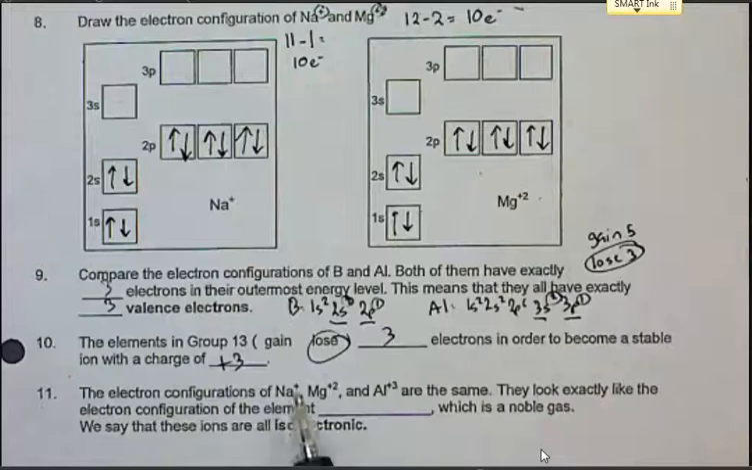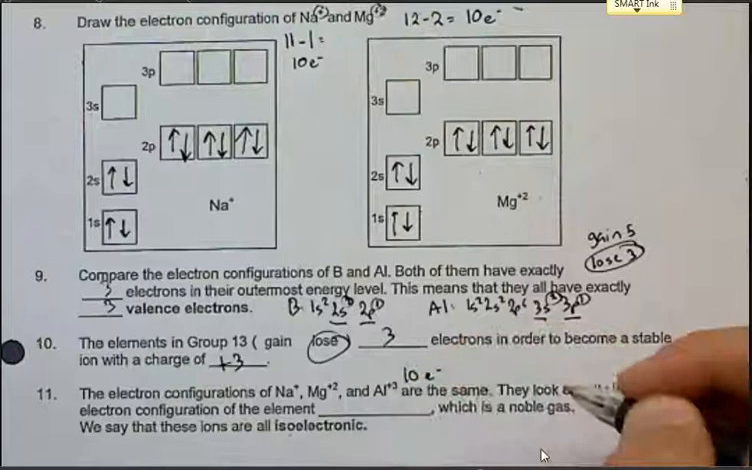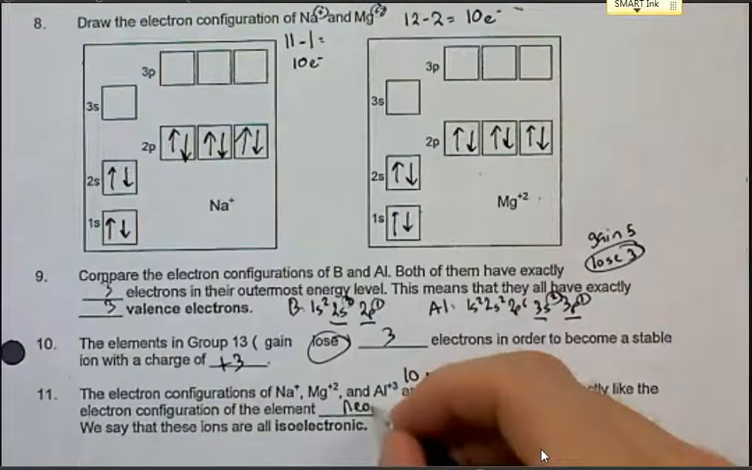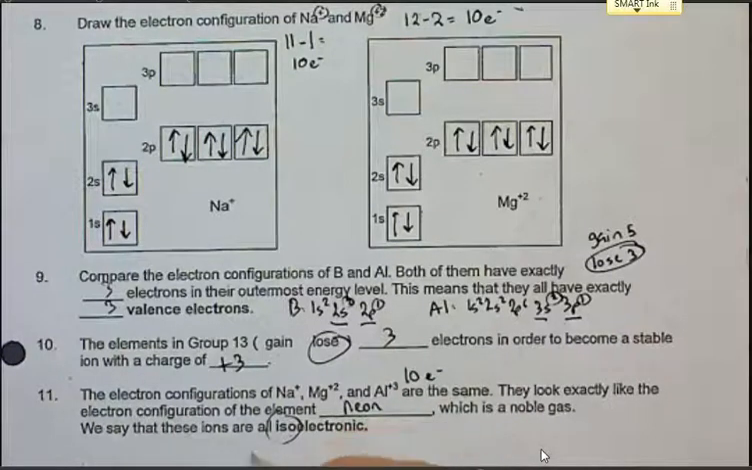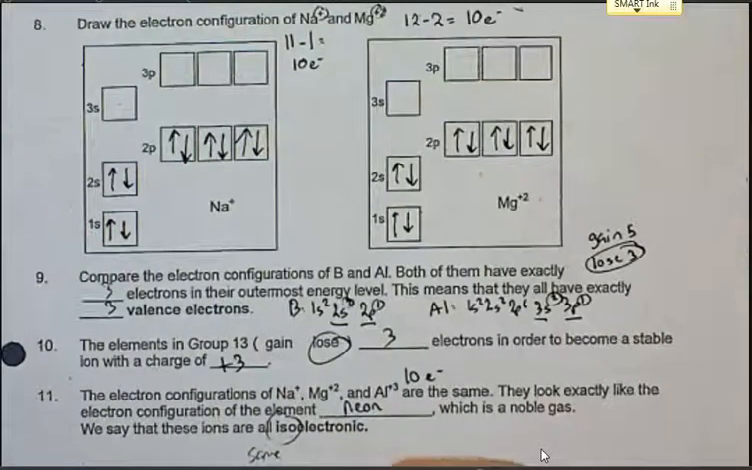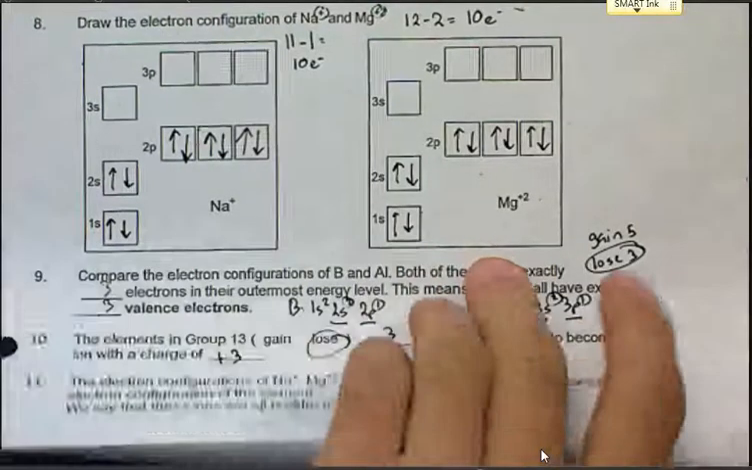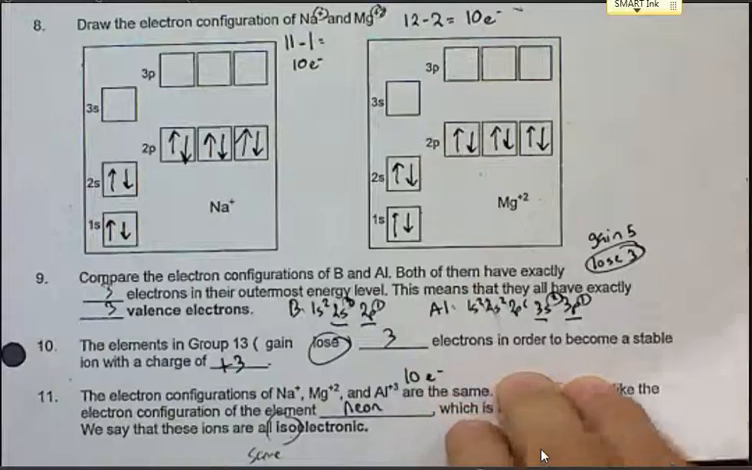Now, let's take a look. We've already discovered sodium plus, magnesium 2 plus both have 10 electrons. Aluminum has 13, but aluminum 3 plus has lost 3. They've all got 10 electrons, so they all look like neon, which is a noble gas. Okay, isoelectronic. Iso means same, and obviously electronic is all about the electrons. Let's go back and take a look at some of the ones that won't be losing electrons.